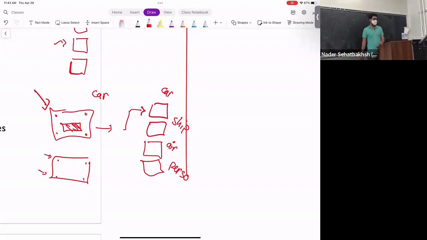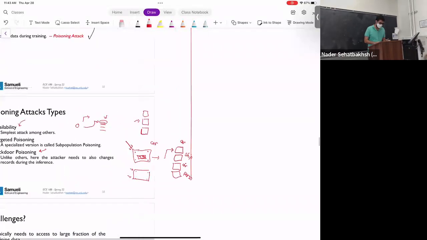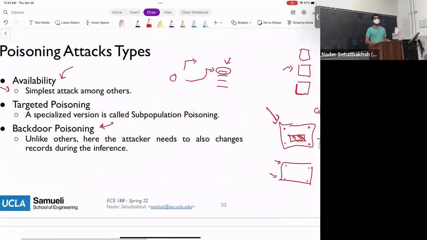Okay? And there are lots of different use cases for this, right? The attacker can use this to force a system to make a wrong decision, and not just any wrong decision, but actually the wrong decision that the attacker wants. Okay? Any questions about different types of poisoning attacks?